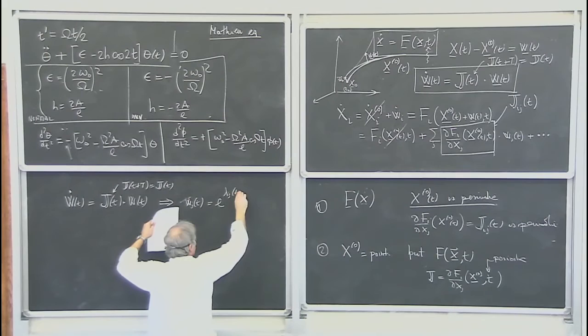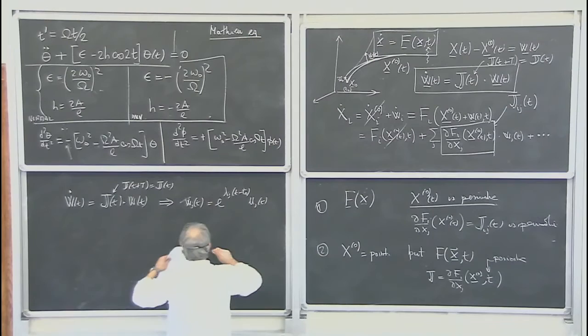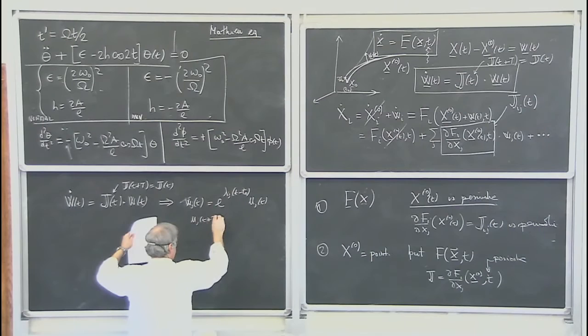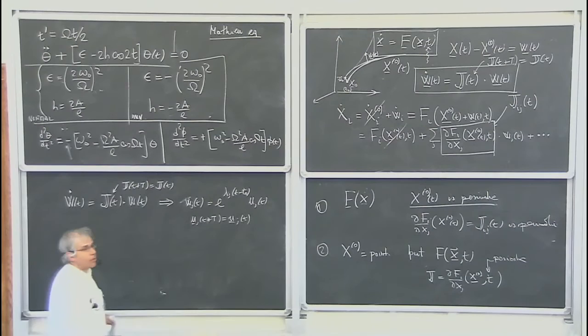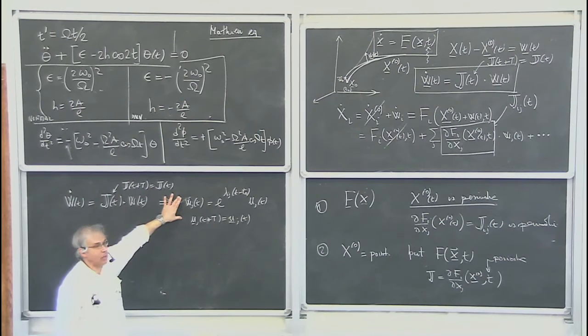T minus T0 times uj of T, where uj of T is periodic. So uj of T plus T is equal to uj of T. You recognize something very similar to what I told you in the introduction about what the Floquet theorem in the quantum case tells us.